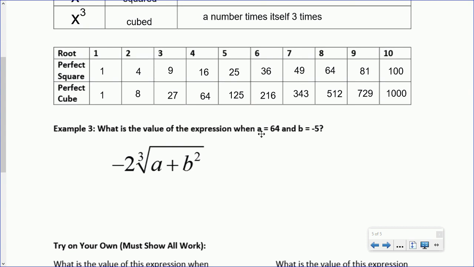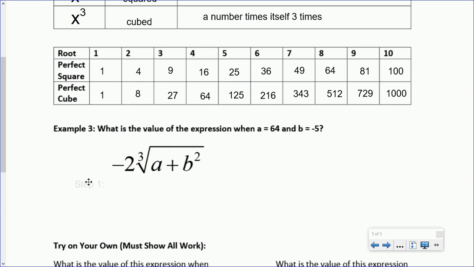Example 3. What is the value of the expression when a is 64 and b is -5? So you're plugging it in here. Okay. This little 3 is hanging out with the radical, not with that -2. There will be a clear distinction between the 3 when it's on -2 and when it's on a radical. If it's tucked into this little elbow, like it is now, it's part of the radical.